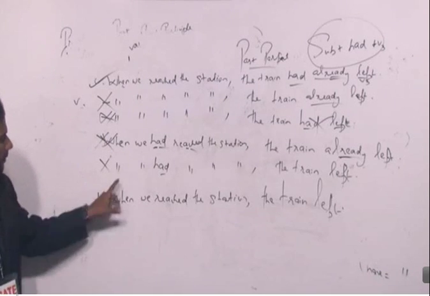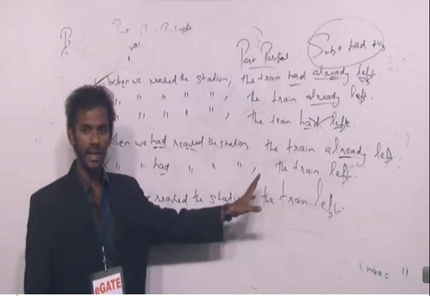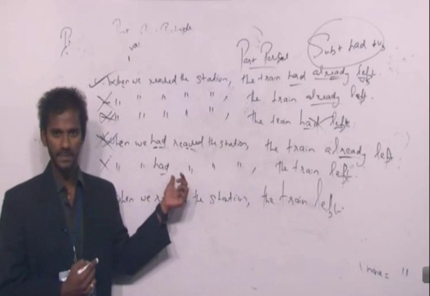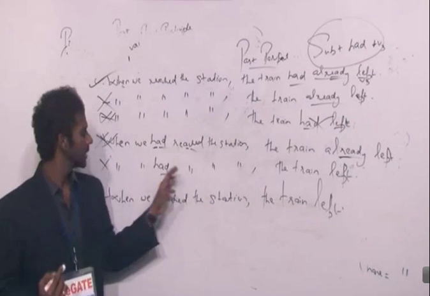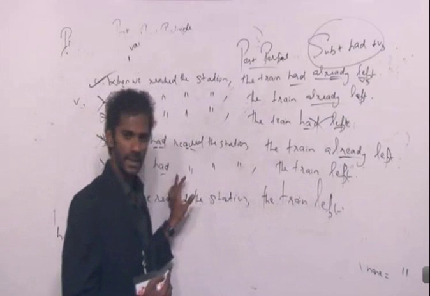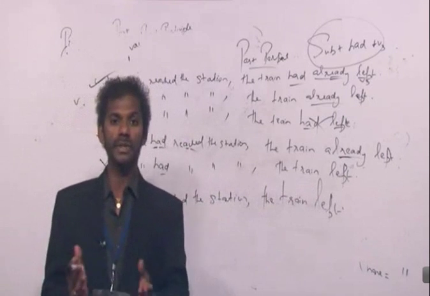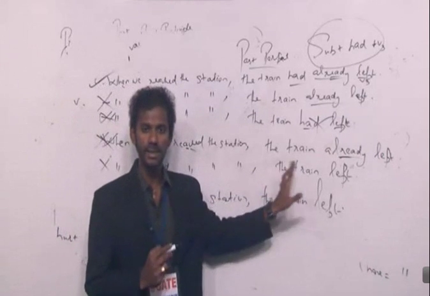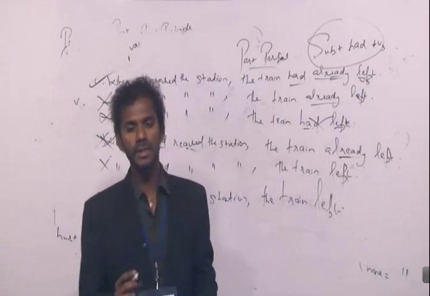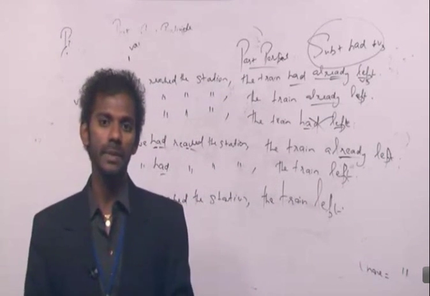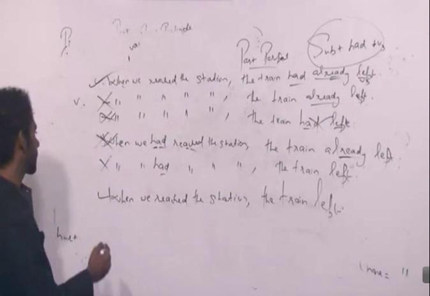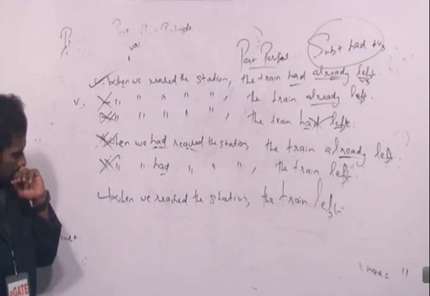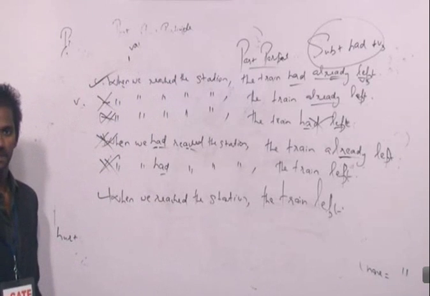Same reason. When we had reached the station, the train left. Had reached is past perfect. It is for the action that is completed second in this sentence. Clear? One more reason. There is no word in this sentence that tells us about a time difference between the two actions. When we had reached the station, the train left. There is no word in this sentence that tells us about time difference. If time difference is not there, then past perfect should not be used. Clear? So this is also eliminated.